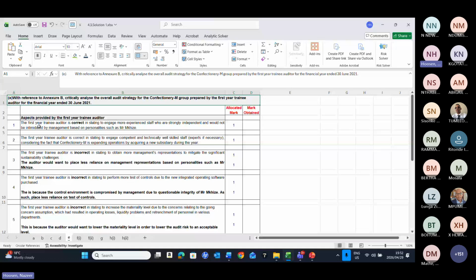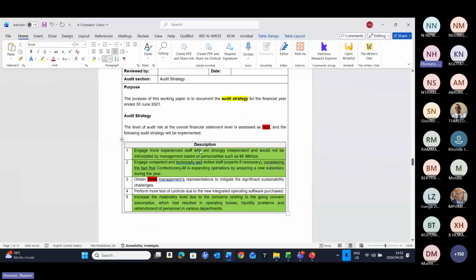You see what I mean? The first-year trainee auditor is correct in stating to engage more experienced staff. Easy mark. We all got that. And that's the first point of the three, engage more experienced staff. You see point number one? Everyone's with me? Yes, sir. Perfect, thanks.